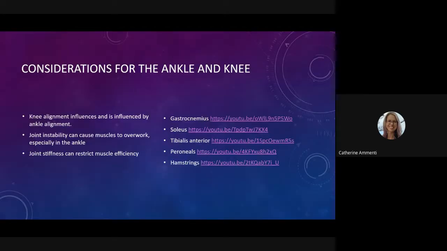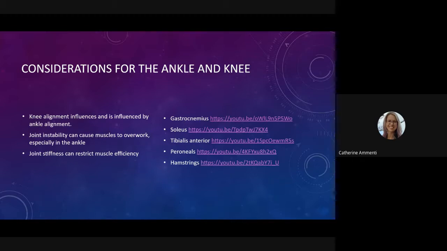Considerations for the ankle and the knee. Remember, the knee alignment influences and is influenced by ankle alignment, and will influence hip alignment and lumbar alignment as well. Joint instability can cause muscles to overwork, especially in the ankle. Joint stiffness can restrict muscle efficiency.